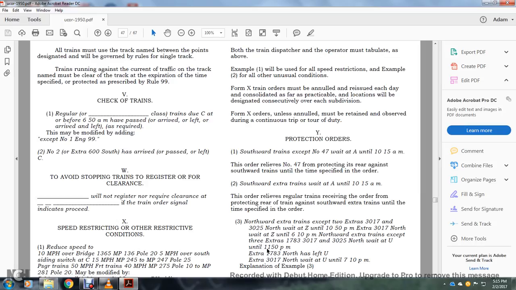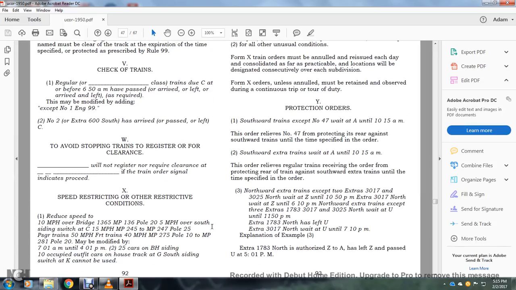Form W, to avoid stopping trains to register for clearance. Blank will not register requiring clearance blank if the train order signal indicates proceed. Form X, speed restriction, other restrictive orders.